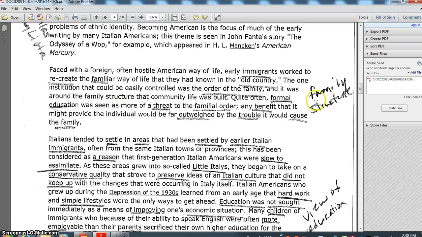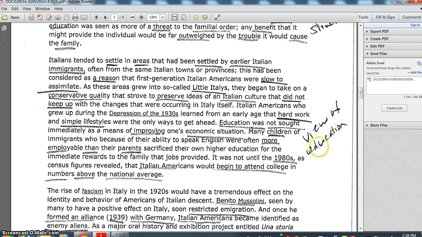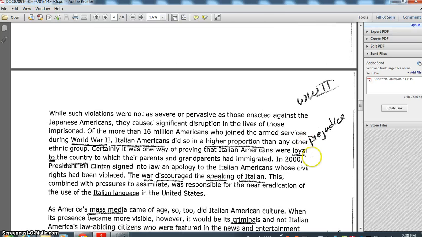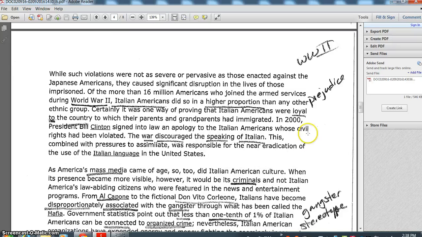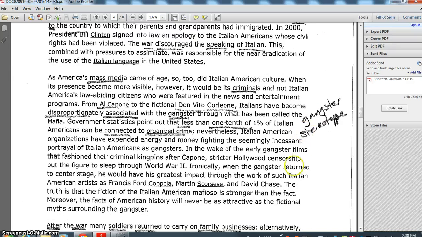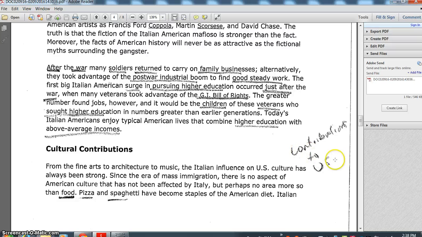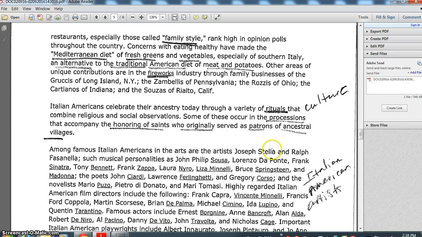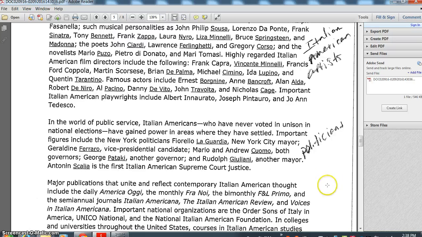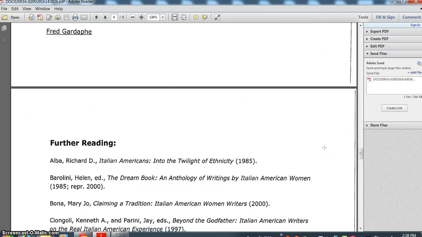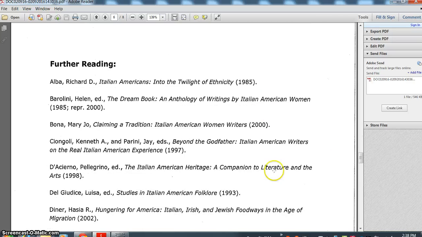So as I looked down here, I found some information on family structure, how Italian Americans tend to, or have tended to view education throughout the years, prejudice they faced during World War II, that gangster stereotype again, contributions to the United States that Italian Americans have made, a little more about their culture, information about Italian American artists, politicians, and this gave me further reading. So if I wanted to find any of this information, I could go to the library and check out these books.